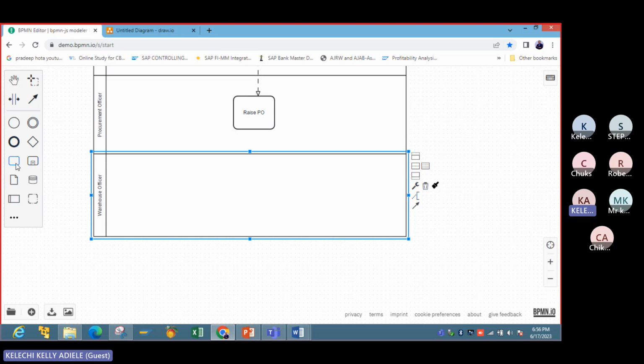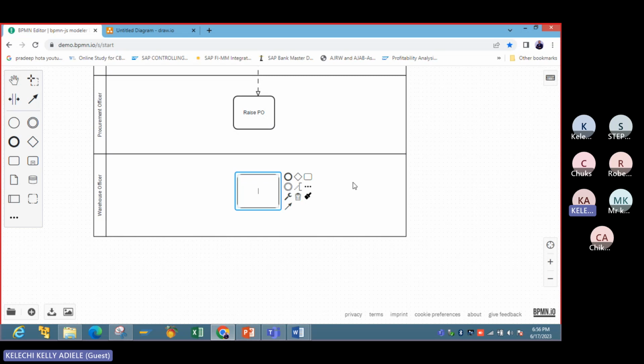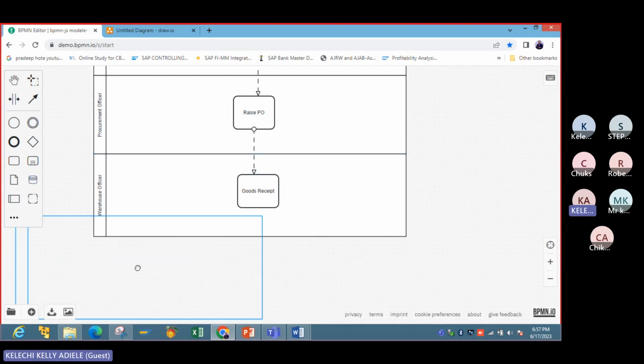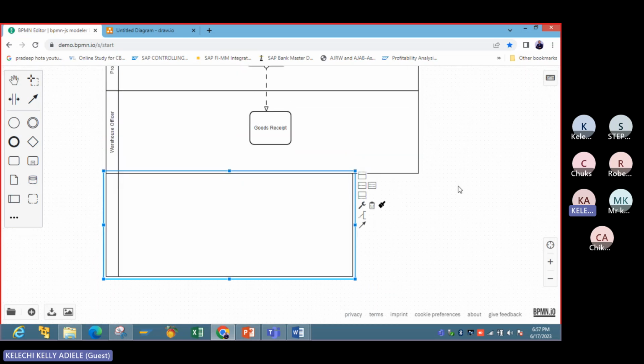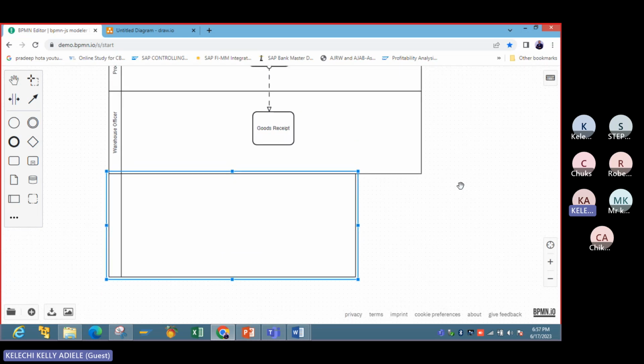Warehouse officer. So I'm going to create an activity, put it here, and bring my line. Sorry, this will not come from here. This will come from here down. This is the receipt. Then I create the new one and put it here. If you want to drag, just hold your mouse and drag on the screen and reduce this.